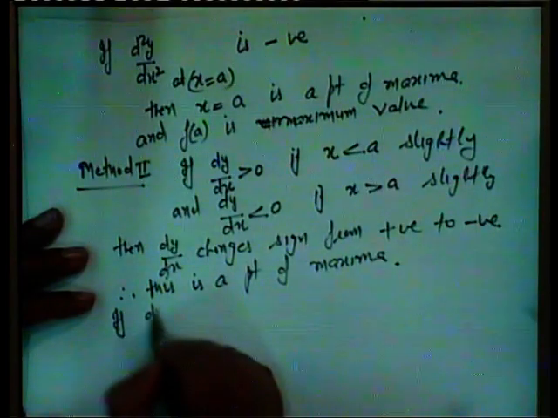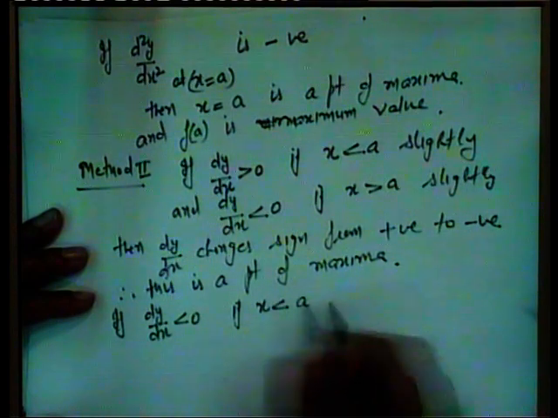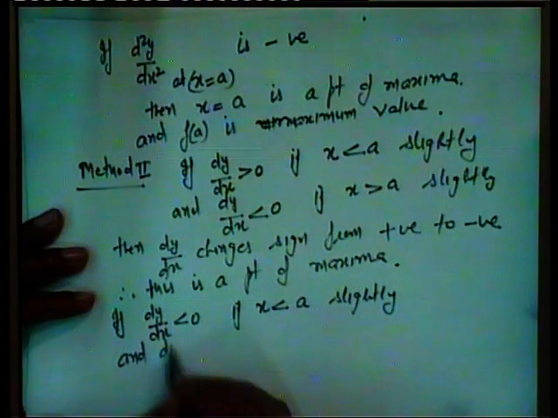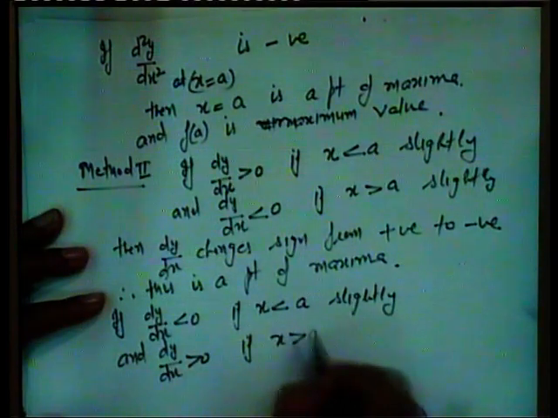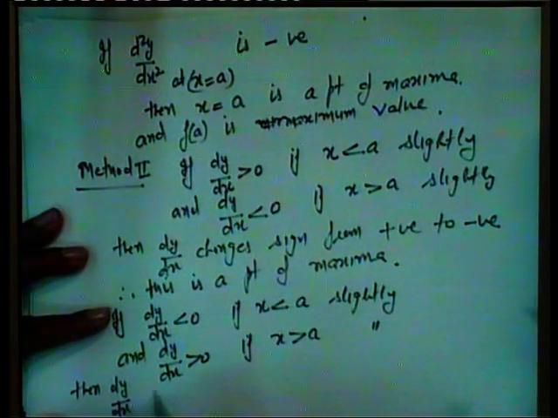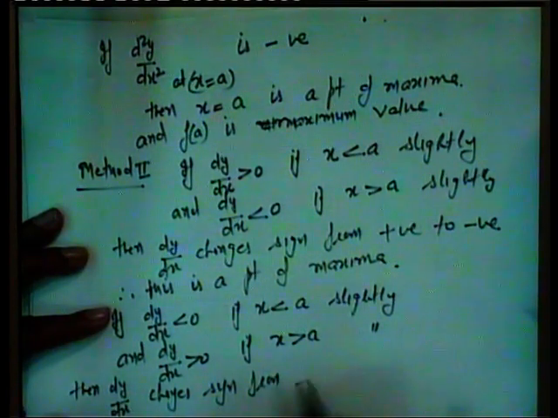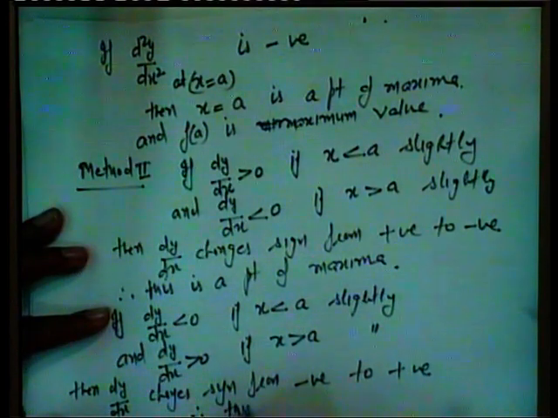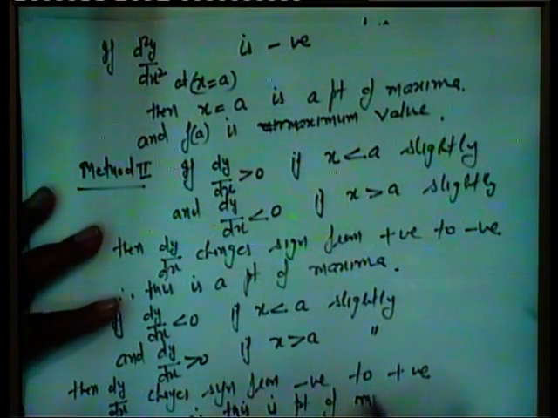If dy by dx is negative if x is slightly less than a, and dy by dx is greater than 0 if x is slightly greater than a, then dy by dx changes sign from negative to positive. Therefore, this is a point of minima.